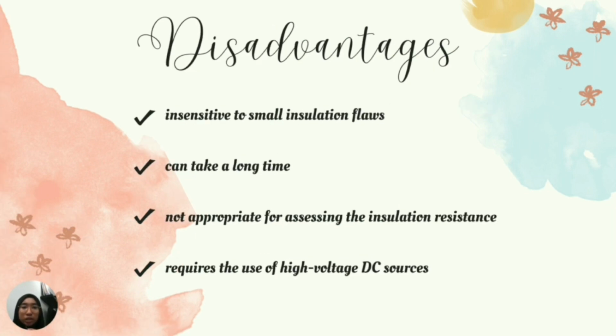This is the advantage of the wire loop test. First, it may be insensitive to small insulation flaws, especially in high voltage equipment. Second, it can take a long time, especially if numerous tests are required to precisely estimate the insulation resistance of an underground cable. Third, it is not appropriate for assessing the insulation resistance of all cables, especially high voltage cables.